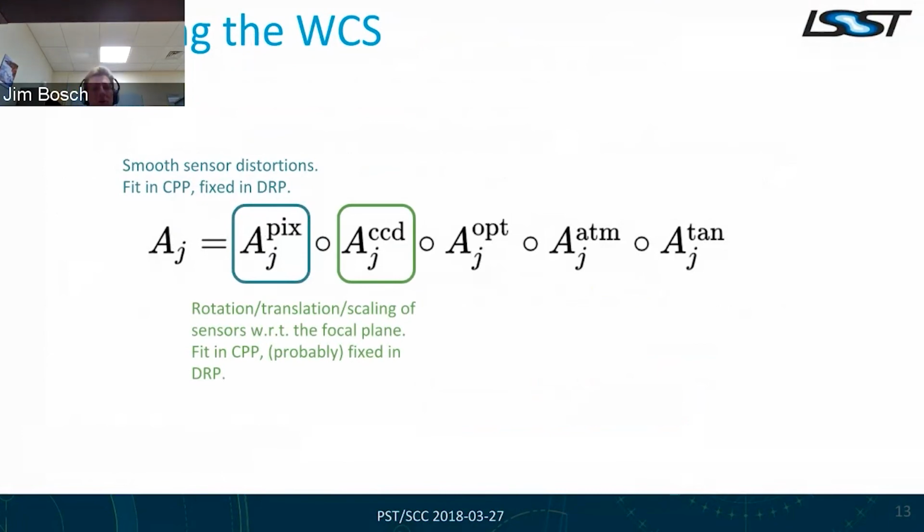Next up is just a rotation, translation, scaling of the sensors with respect to the focal plane. They're not quite in the regular grid that we hope to put them in. This is something we can certainly fit pretty well in the calibration products production. I think we probably ought to be able to fix it in DRP. There's some chance that things might wiggle when we move the telescope, but they certainly won't too much. And if we do have to fit anything for every science frame based on what the telescope is doing, hopefully we reduce the degrees of freedom that we're fitting there as well.